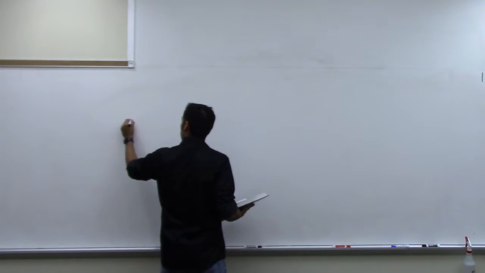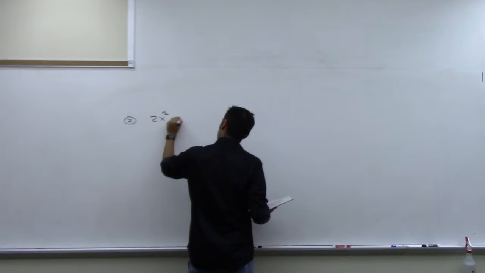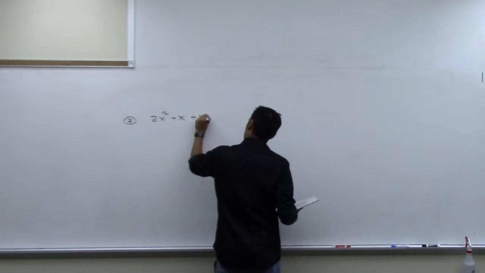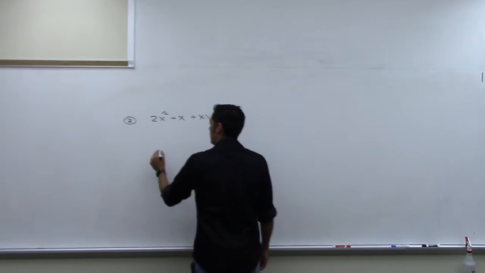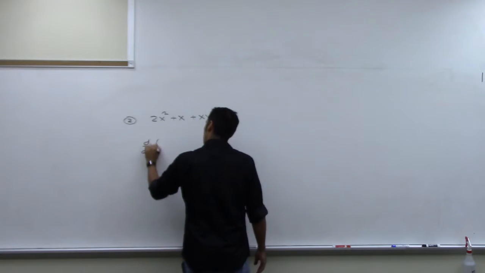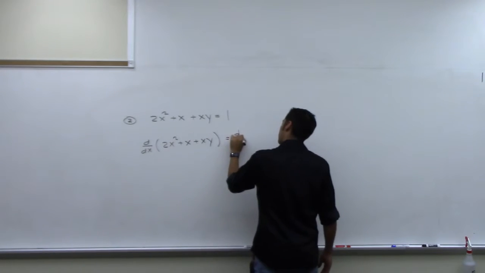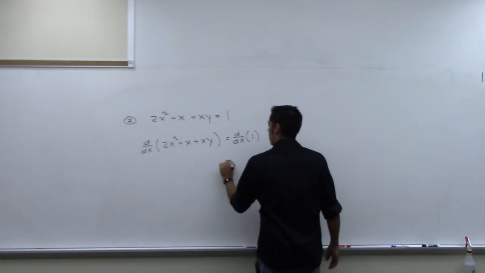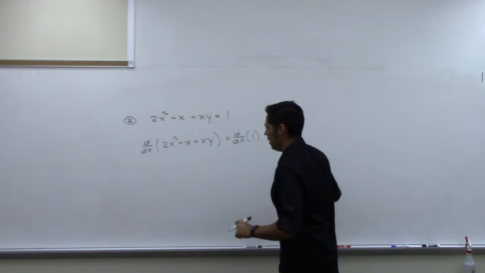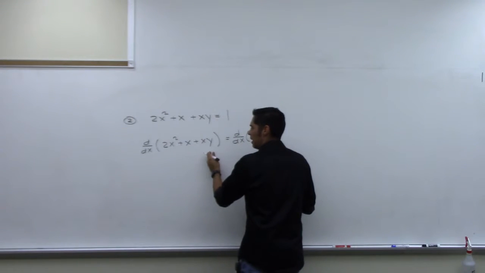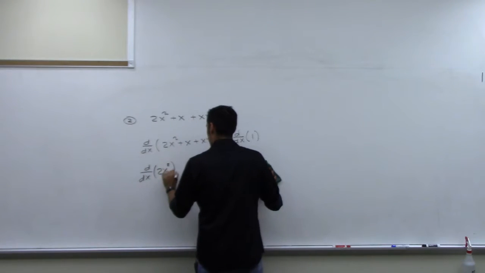For number 2, same instructions: 2x squared plus x plus xy equals 1. I'm going to take the derivative implicitly for part A. So I'm going to take the derivative with respect to x of 2x squared plus x plus xy, equals the derivative with respect to x of 1. Now the right side's easy, that's just 0. I'm going to give myself a little more room. Here I take the derivative of each one of these with respect to x. I'm going to show a lot of detail here since this is only the second problem. I can break it up.